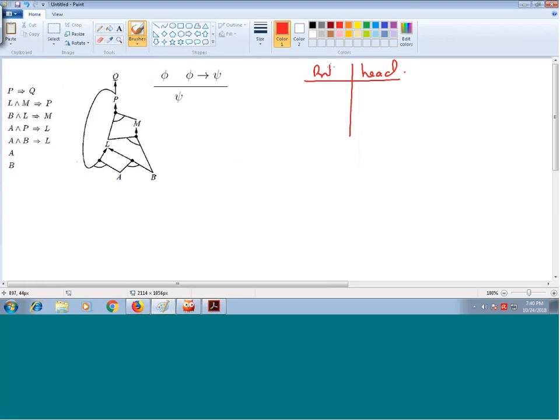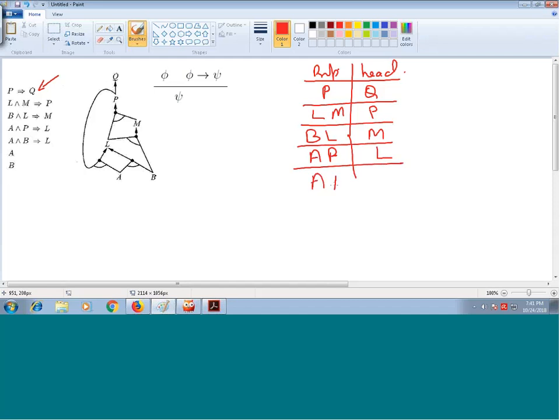So you see the propositions and their head. This is a proposition, and what is it? Given P, you have the value Q. What is the other proposition? Given L and M, you have the value of P. And the third one? Given B and L, you have the value of M. What else? Given A and P, you have the value L. Given A and B, you have the value L. Please be with me because I make a lot of mistakes. If I make some mistakes, please let me know.